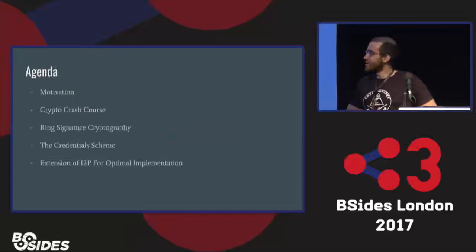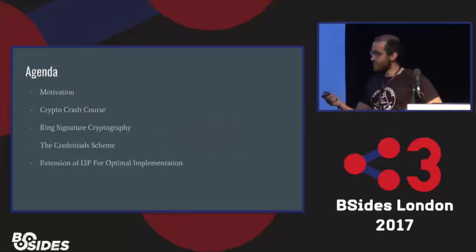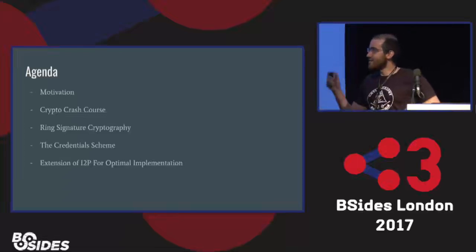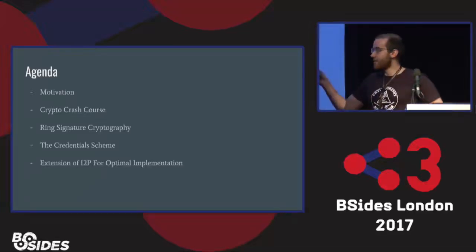So the agenda for today: motivation, why we want anonymous credentials and these kinds of primitives. Then a little security crash course on elliptic curves, because this stuff is based on them, then a bit more in depth on ring signature cryptography and how that's actually constructed. I've implemented this stuff, but either way, I've taken a paper and turned it into pseudocode. I'll walk through the pseudocode.